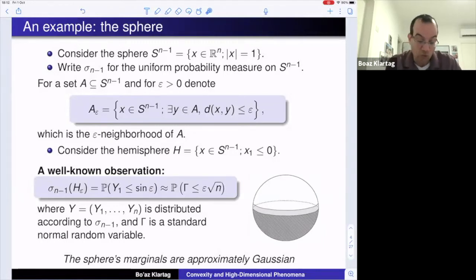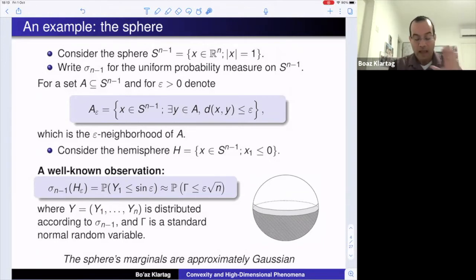Well, it consists of the hemisphere itself plus some little strip about the equator of width epsilon. Okay, so this is the epsilon neighborhood of the hemisphere. And now, what is the measure of the epsilon neighborhood of the hemisphere? So the hemisphere itself is 1/2, but if you take the epsilon neighborhood, you could formulate it in a probabilistic language. You could say that this is the probability of y1 to be smaller than epsilon. Actually, sin epsilon because I took the geodesic distance. Don't pay too much attention. So y1 smaller than epsilon, where y is just a random vector uniformly distributed over the high-dimensional sphere.